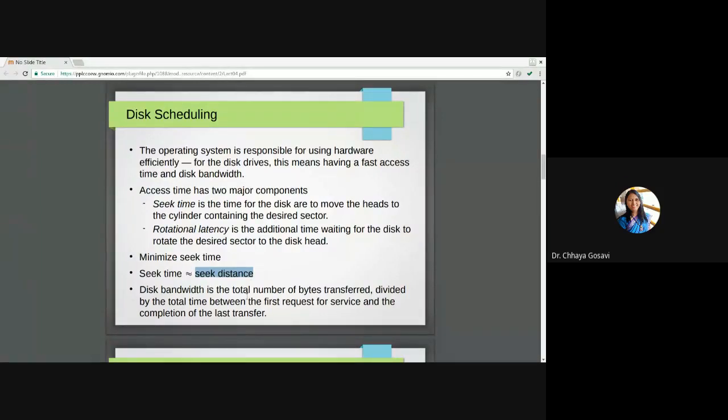Disk bandwidth is the total number of bytes transferred. Suppose from that sector you want to read a particular number of bytes. So that is called disk bandwidth. How many bytes can be transferred from the sector to the read-write head, divided by the total time between the first request for service and completion of the last transfer. So suppose you want to read 100 bytes and you made a request, that is the start time, and after completion of the 100 bytes transfer, that is the finish time. So the total time elapsed between them is used in disk bandwidth.